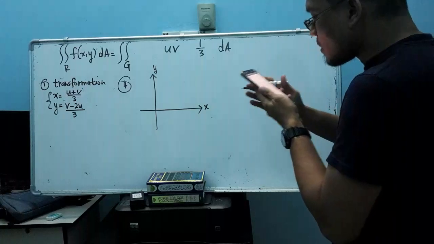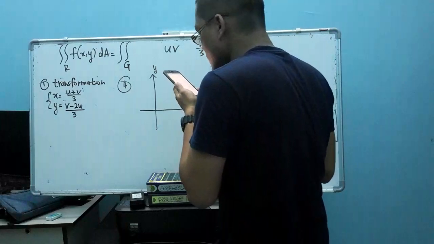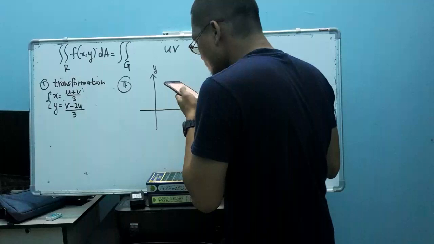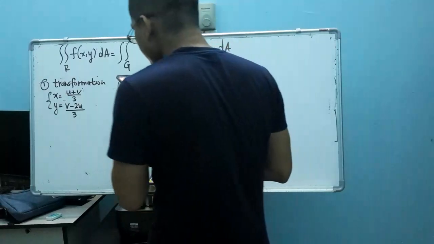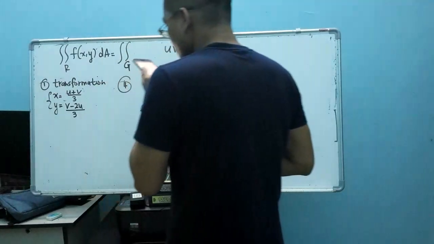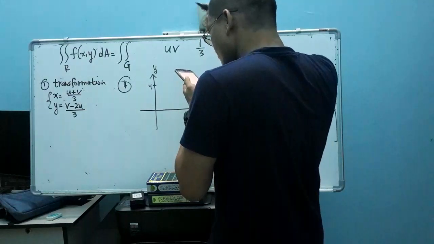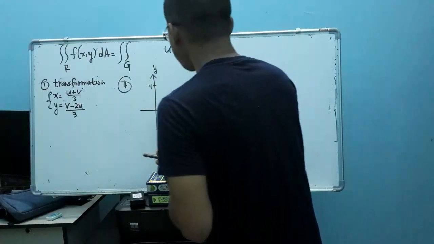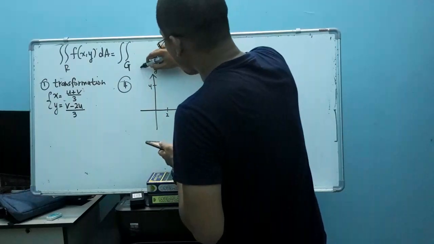First, let's sketch one line here. The first one, Y is equal to minus 2x plus 4. So we have this line. When X equals 0, Y equals 4. And when Y equals 0, my X here equals 2, so I will have this point, X equals 2.